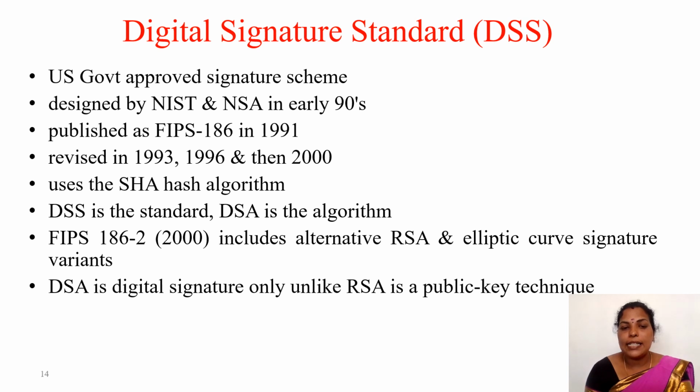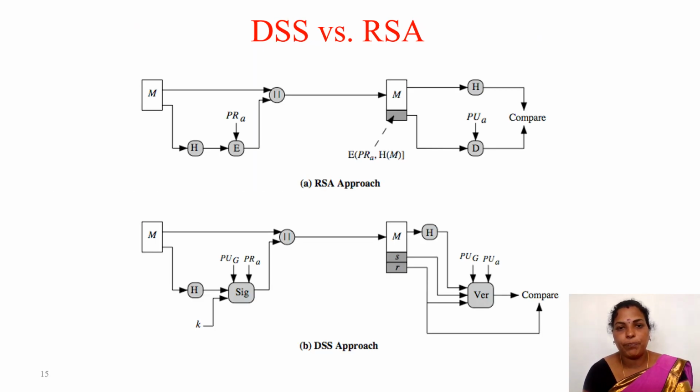So FIPS 186-2 of 2000 includes alternative RSA and elliptic curve signature variants, and DSA is a digital signature technique only, unlike RSA, which is a public key technique. That is the difference between DSA and RSA. Don't confuse them. DSA is a digital signature algorithm. RSA, Rivest-Shamir-Adleman, is a public key crypto system. There is a difference between a digital signature and a public key crypto system. All of you are aware of that.